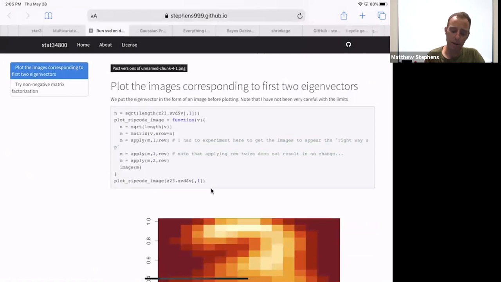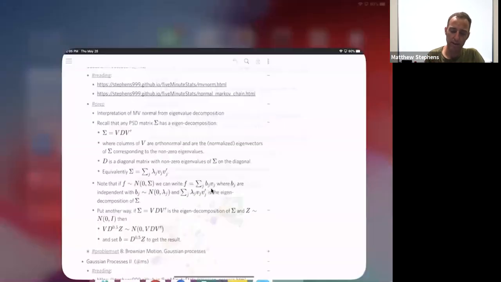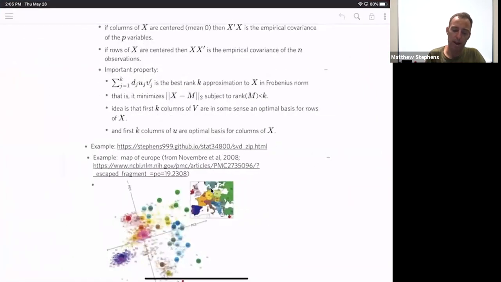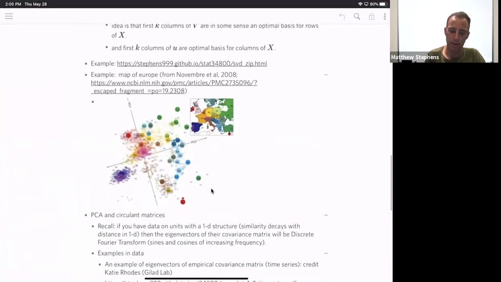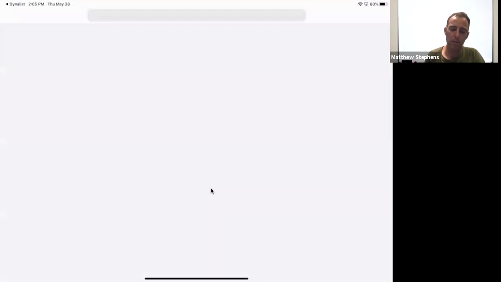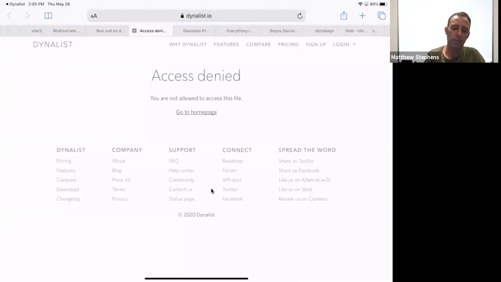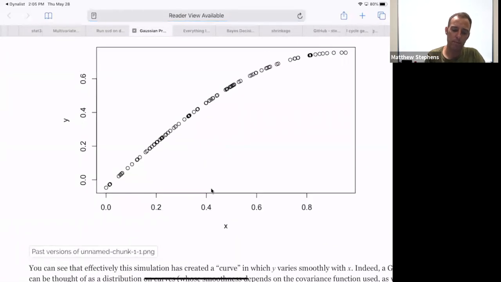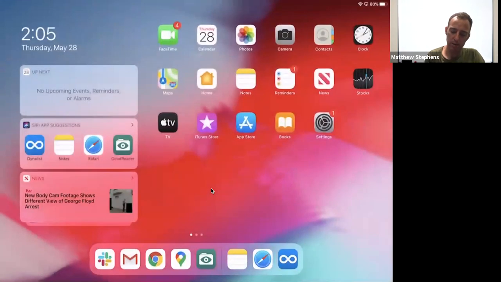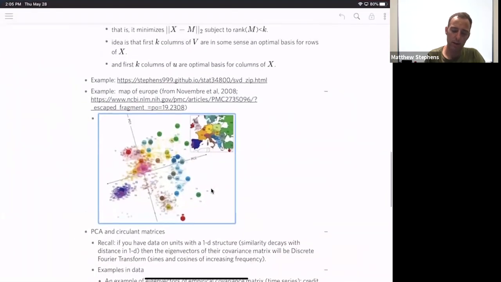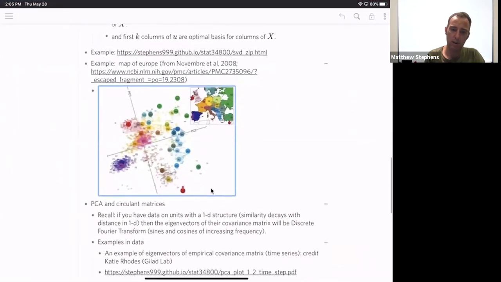Okay, so here's another example of that. Let's look at another example, which is this map of Europe here. So that's this image. Oh, sorry. Okay. I was trying to blow it up. I can't make it any bigger.